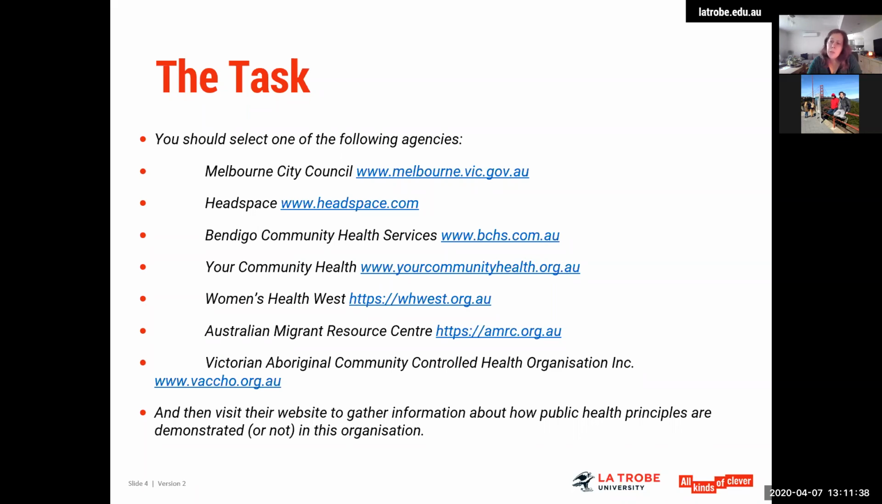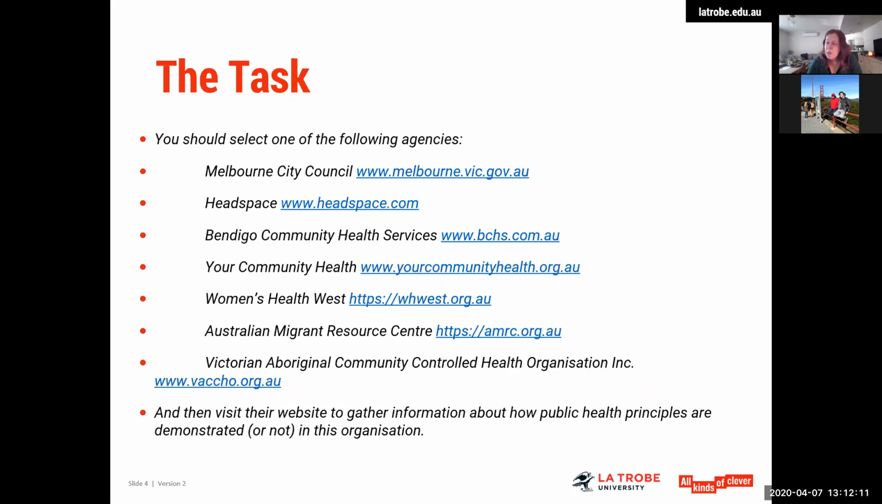organisations. We've picked some that are more local, so specific to a geographic region, smaller region. Some are more state-based. So for example, Melbourne City Council looks after the entire city of Melbourne. And then obviously the Victorian Aboriginal Controlled organisation is a state-based organisation. And we've got some national organisations there too, like the Australian Migrant Resource Centre and of course Headspace. So there's a really good scope and variety.